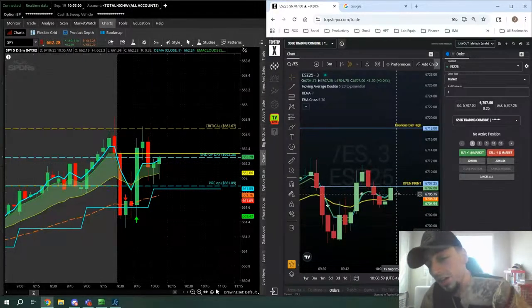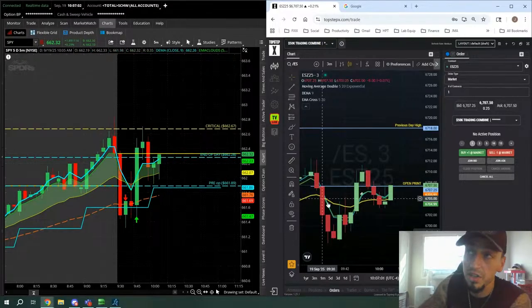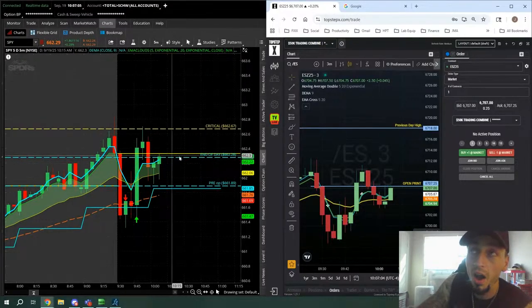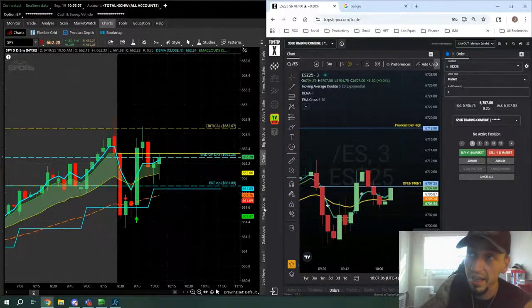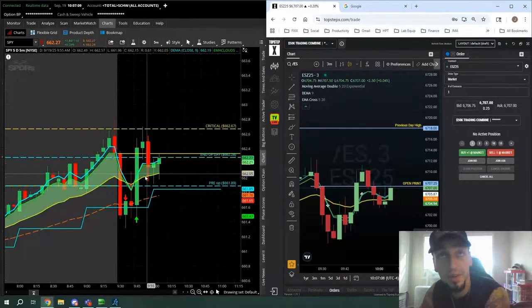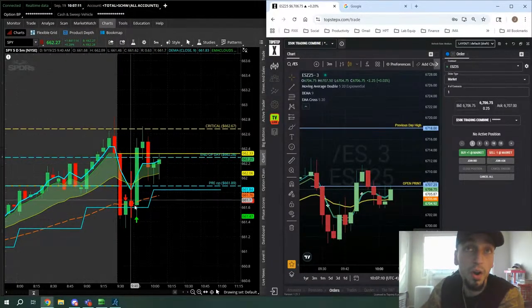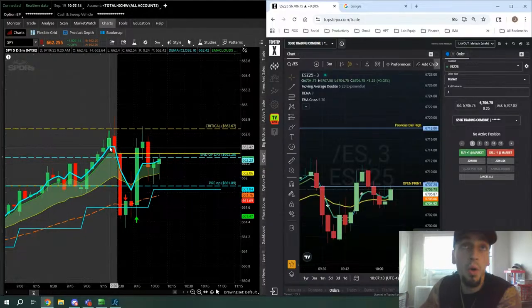But you know what? This is good, right? This is where we're going to start getting some RBIs, some GBIs coming into the market, and then we'll be able to play off some areas of value. There still hasn't been one RBI or a GBI yet. The only one is this one.